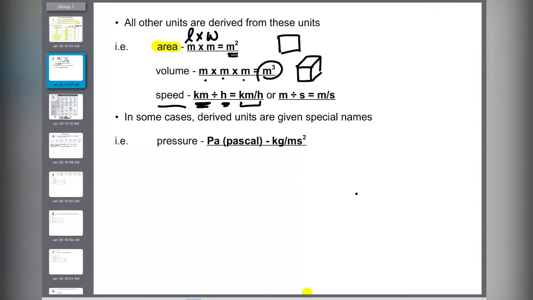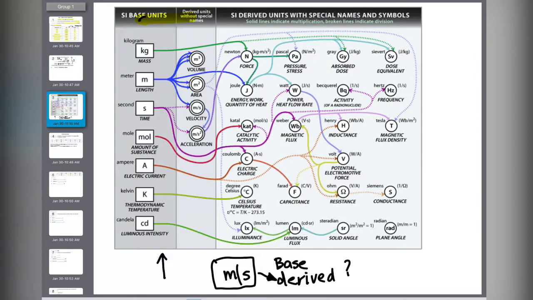But all I need you to know is that as long as they don't belong to the 7. What are my 7 again? Pause it. Say it out. Can you say all the 7? All right. So all these are considered to be derived. Okay. So memorize the 7.